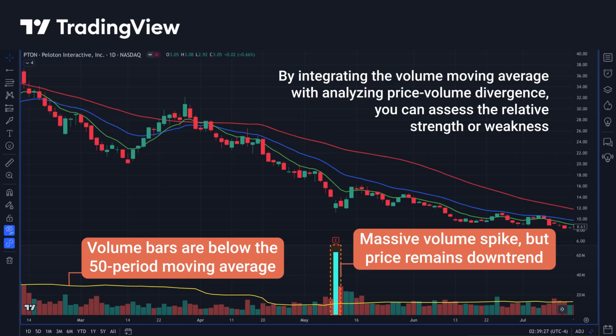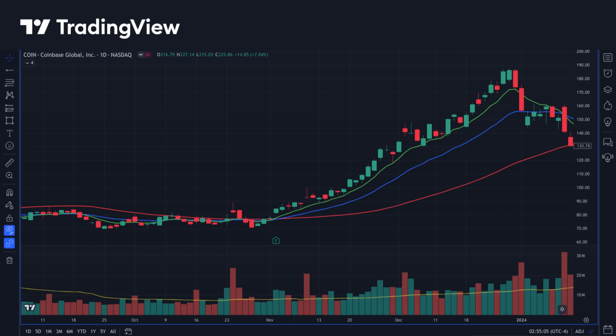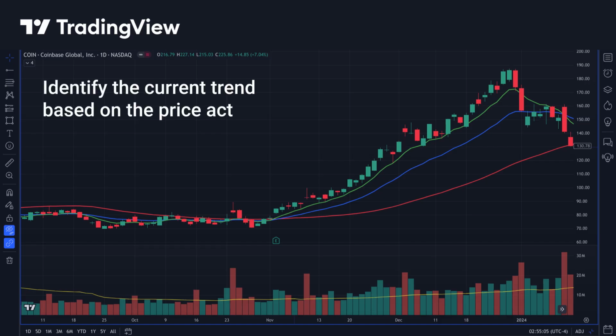Now, let's put your skills at analyzing volume moving averages to the test with a practical example. Let's revisit the daily chart of Coinbase stock from our earlier exercise in this lesson, but a different time period. As you can see, we've already loaded the chart with the 50-period volume moving average, the yellow line on the bottom. Your task is to identify the current trend based on the price action. Then observe the relationship between the volume bars and the 50-period volume moving average. Are the volume bars coming in above or below the moving average most of the time?